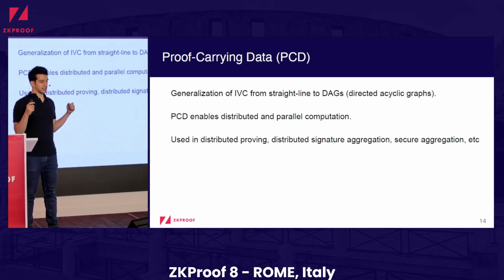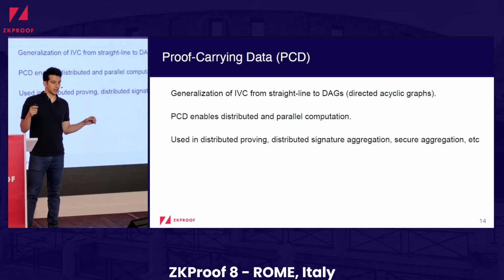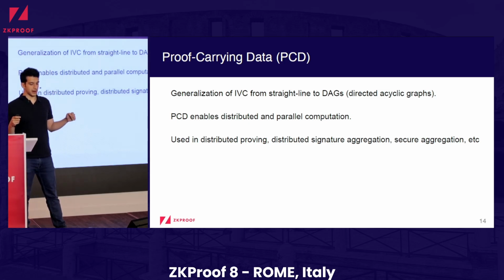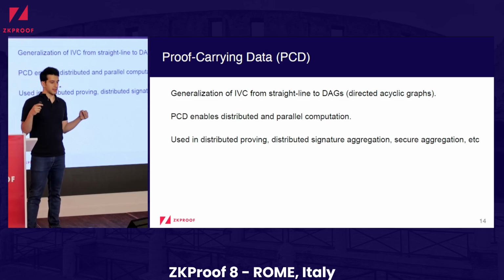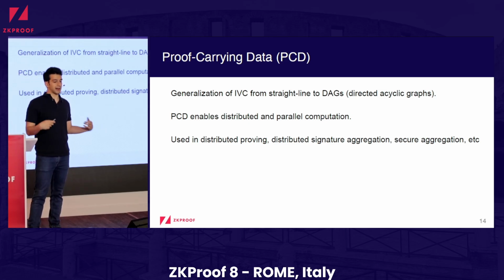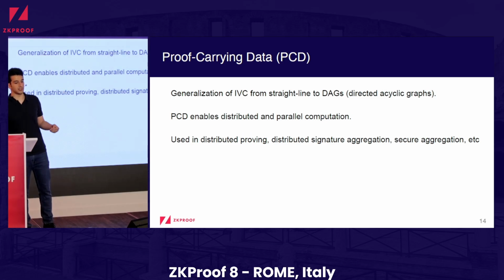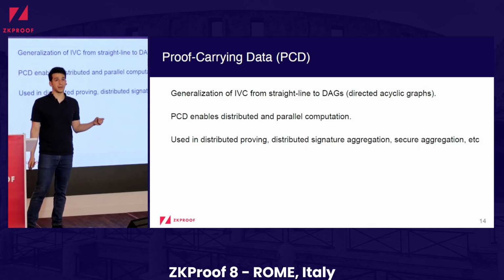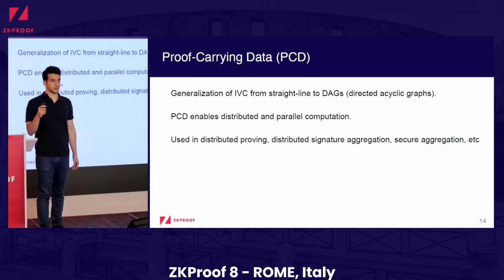And PCD is a generalization of IVC from a straight line to a directed acyclic graph. For example, imagine you have a tree, where the steps of the computation are in the leaves, and your internal nodes are recursively verifying the computation of the children. The point of PCD compared to IVC is that it enables parallelism and distributed proving. It has applications in distributed proving, such as distributed signature aggregation, secure aggregation, etc. I'll actually be talking a lot about these applications soonish.